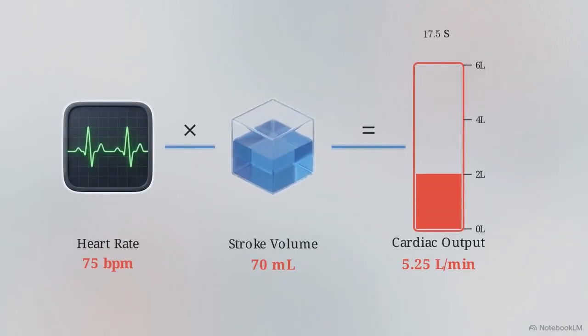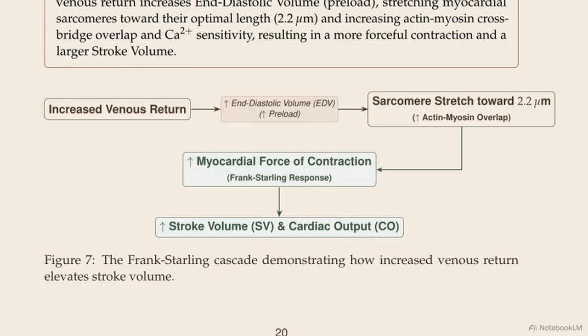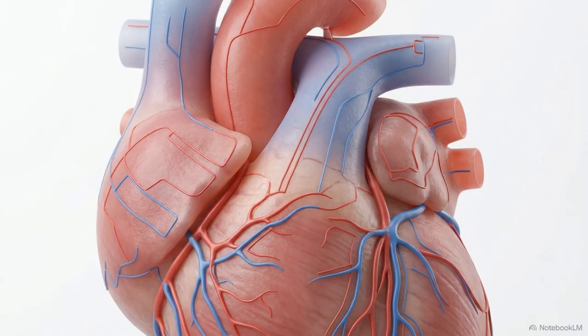It is the product of heart rate and stroke volume, measuring the total volume of blood pumped per minute. The heart scales this output using the Frank-Starling law. Increased venous return stretches myocardial sarcomeres toward their optimal length of 2.2 micrometers. This stretch increases the force of the subsequent contraction, immediately elevating stroke volume and cardiac output to accommodate the increased blood flow. The heart is a highly adaptable pump governed by pressure, adjusting its mechanical output beat by beat to maintain the human system.